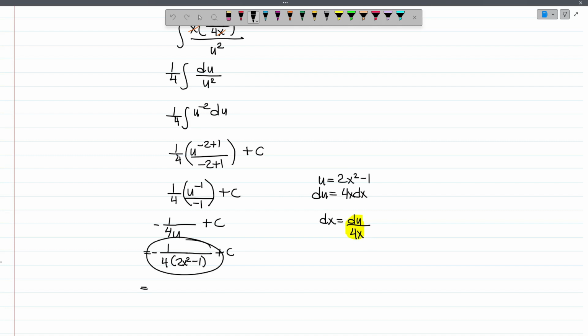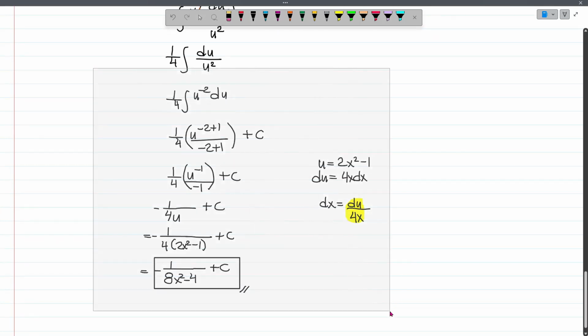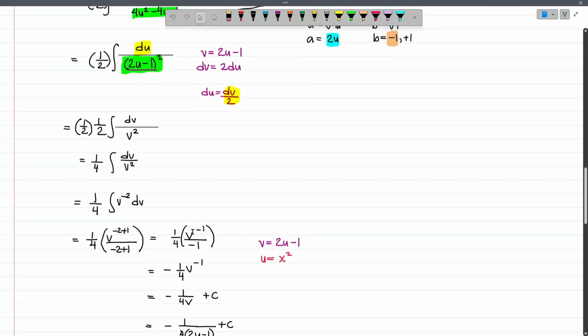And so notice that this is just the same as our answer earlier, which is minus 1 divided by 8x squared and then minus 4 if we distribute this, and then we have plus c. And so in your exams, it would be best to follow this process. However, I'm just teaching you this one so that you will be able to apply this in more complicated problems.